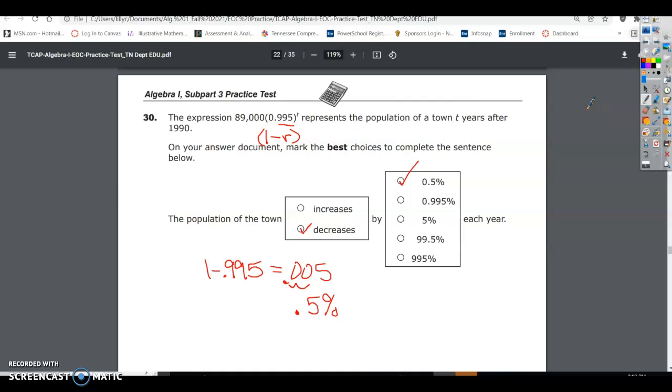All right. So the population of the town decreases by 0.5% each year.